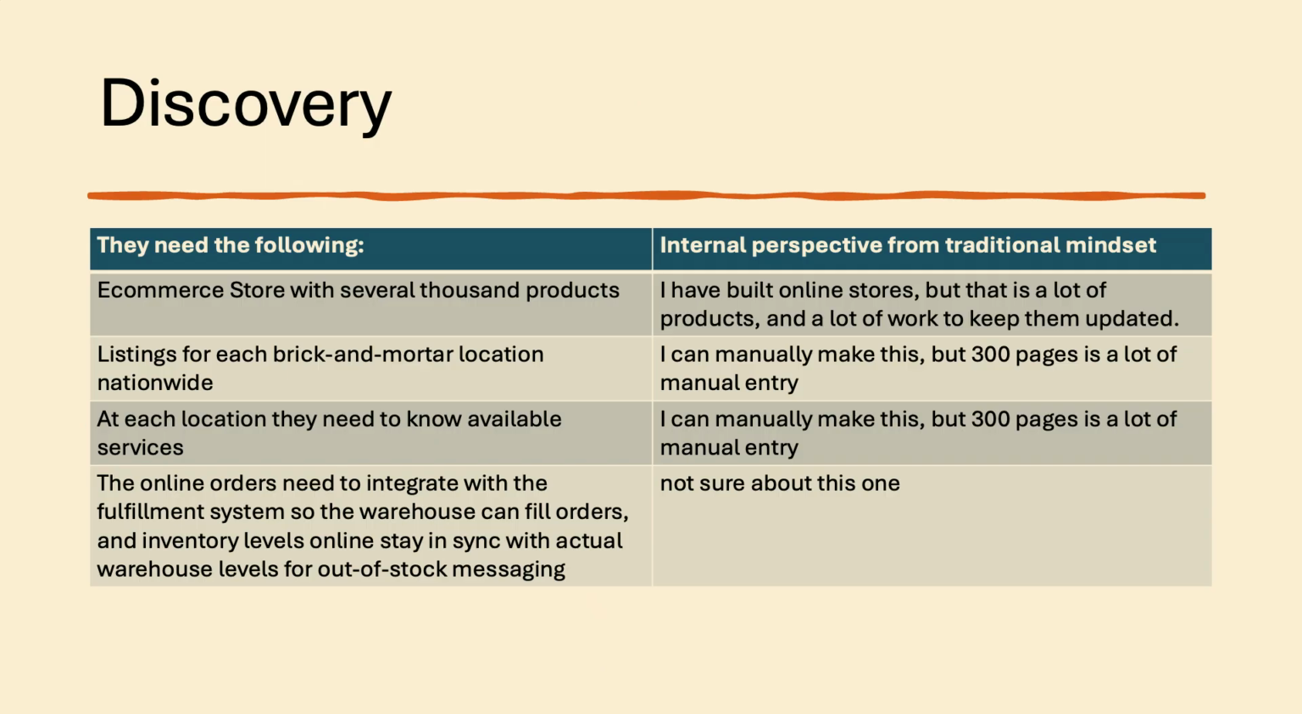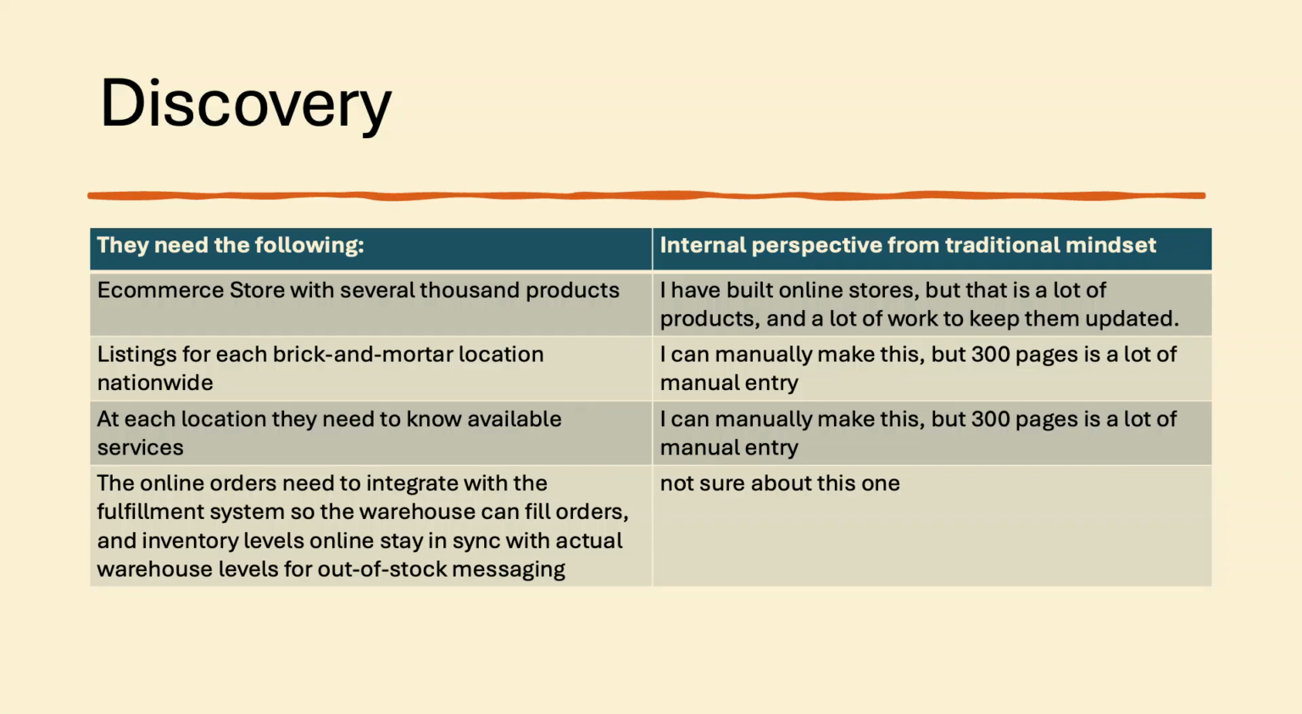So as we start the discovery, we learn a few things. They're looking for an e-commerce store that has several thousand products. So all of their individual stores, they want to be able to take those products they have in the stores and put them on the website. That makes sense. But if you think of this as a traditional marketing website where it's 3,000 products, I have to maintain that. That's really hard. That's a lot of things to maintain, basically 3,000 pages worth of content on that site. So that's going to be a lot of work.